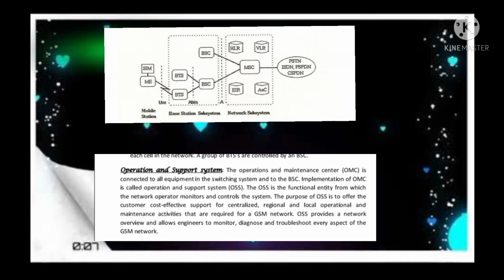Operation and Support System. The Operation and Maintenance Center is connected to all equipment in the switching system and to the BSC. Implementation of OMC is called Operation and Support System. The OSS is the functional entity from which the network operator monitors and controls the system. The purpose of OSS is to offer the customer cost-effective support for centralized, regional, and local operation and maintenance activities that are required for a GSM network. OSS provides a network overview and allows engineers to monitor, diagnose, and troubleshoot every aspect of the GSM network.